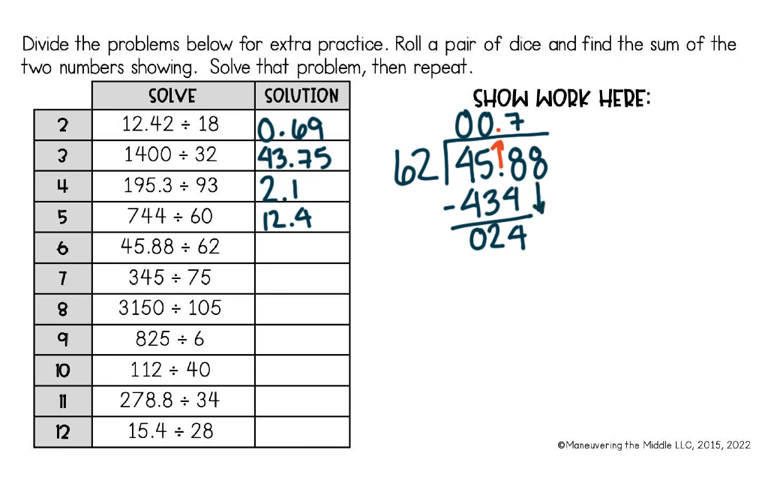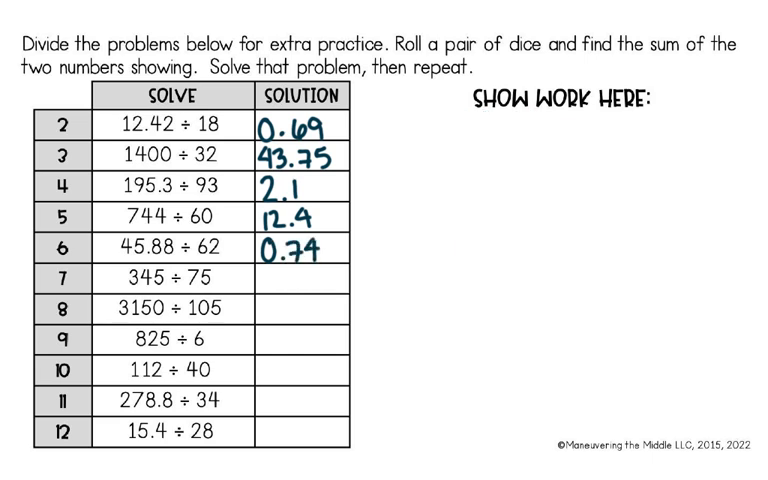Go ahead, bring down that 8. So now we have 248. 62 can go into 248 4 times, and 4 times 62 is 248. Go ahead and subtract, and we get 0. So our answer is 0.74.